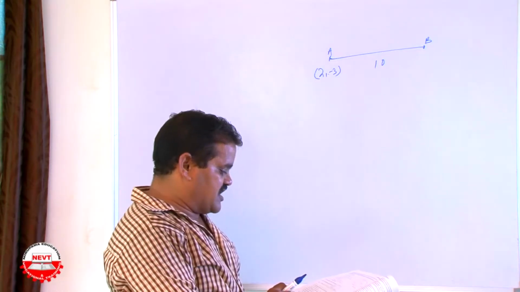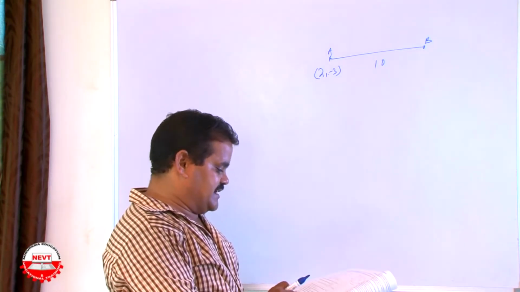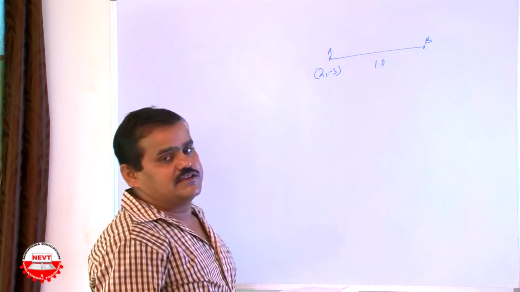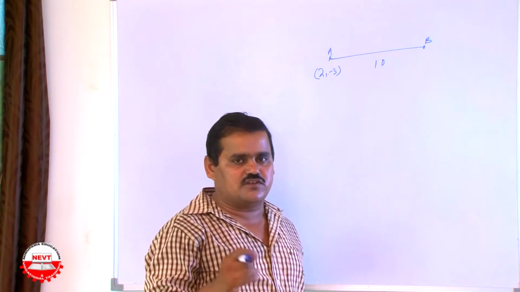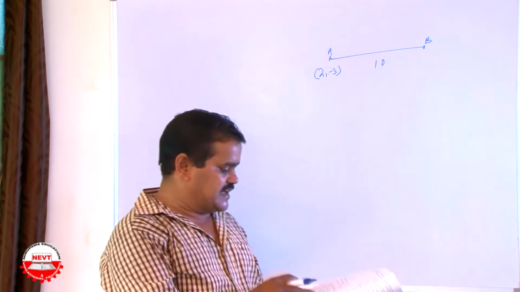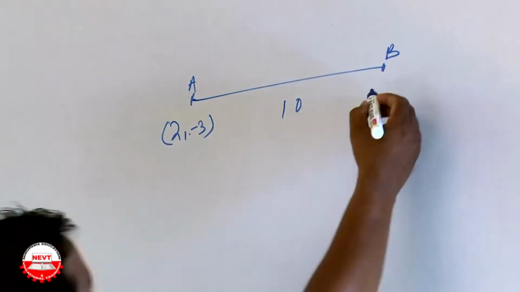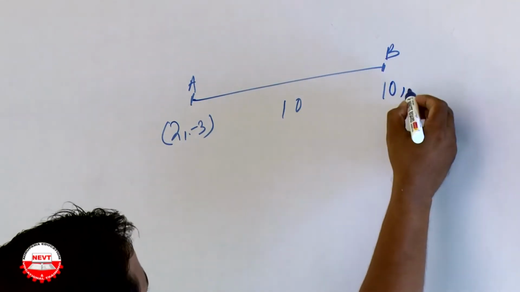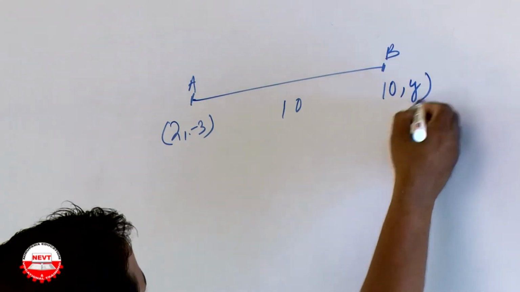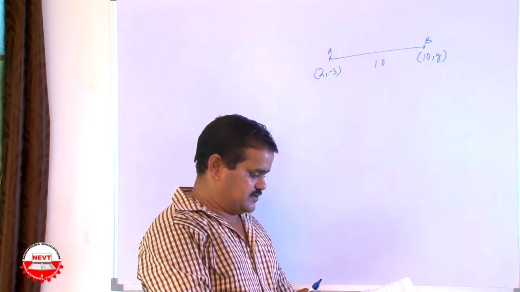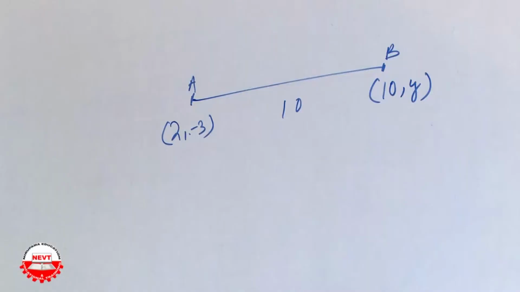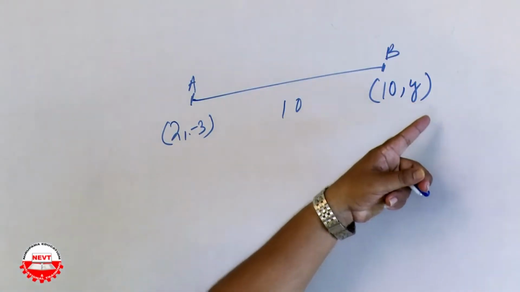If the abscissa of the other end is 10. You know about the abscissa and ordinate. Abscissa means x value, ordinate means y value. Abscissa is 10, means 10, y coordinate is not given to you. 10, y. Find the coordinate of the other end. That means you have to find the value of y.